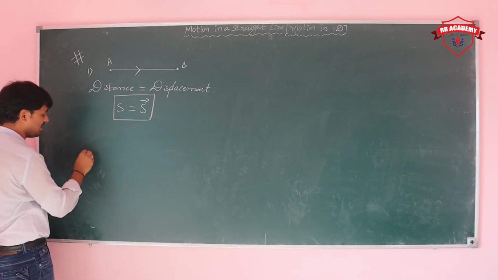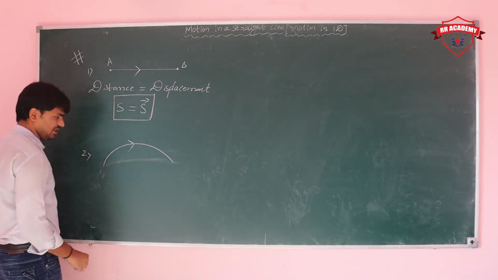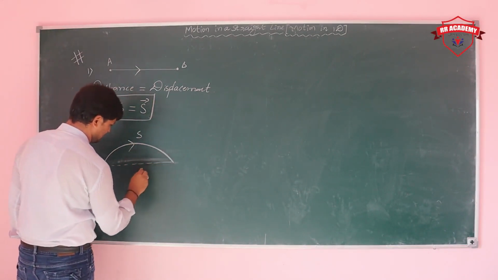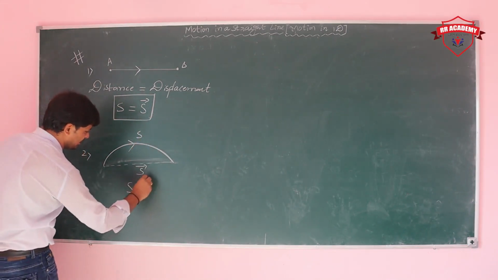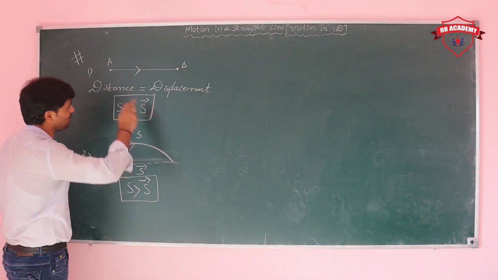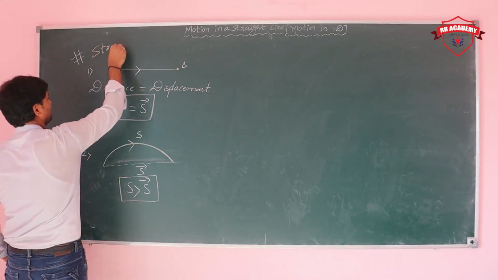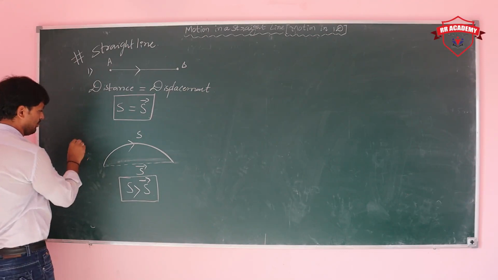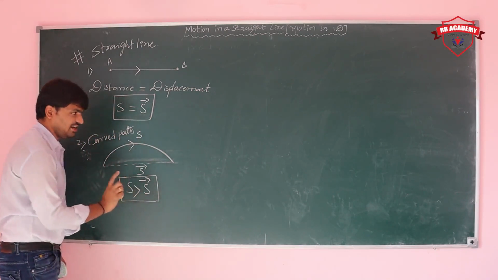In case the particle is moving in a curved path, like this, then what is happening? This is the distance and this is the displacement. In this condition, distance is greater than displacement. Distance is equal to displacement if the particle is moving in a straight line. This is a straight line, and this is a curved path. For a curved path, distance is greater than displacement.